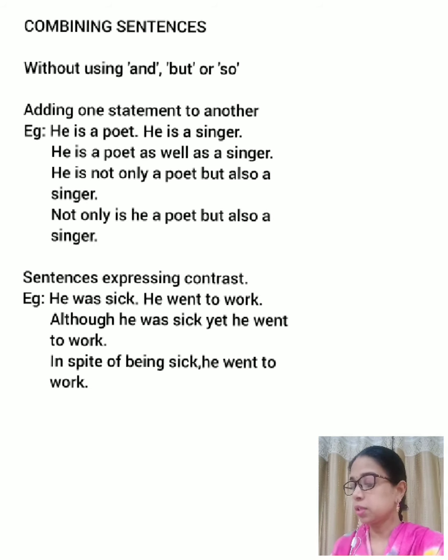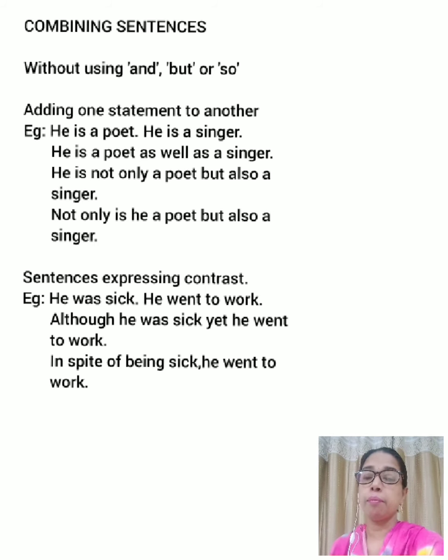Now in the example you can see, he is a poet, he is a singer. So how will you join? Both the sentences are of equal importance. And when you join it, instead of and, how will you write it? He is a poet as well as a singer. Then using the pair not only but also, he is not only a poet but also a singer.